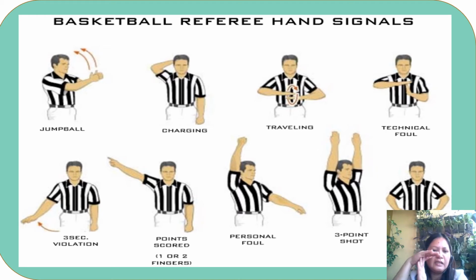Tandaan yung mga signals ng referee. And then 3 seconds violation. Ayan. Ganun yung daliri ng referee. Ibababa. And then points scored. Tinataas na yung kamay. Personal foul. And then 3-point shot. And then the other one is, ano itong isa na takpan? Ano pa ito? Okay. Anyway. So those are the different hand signals.